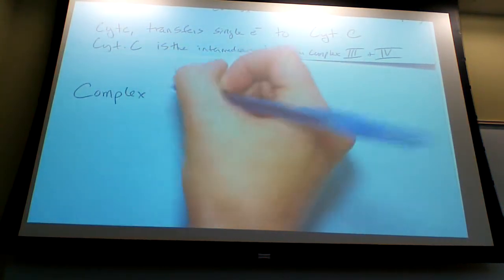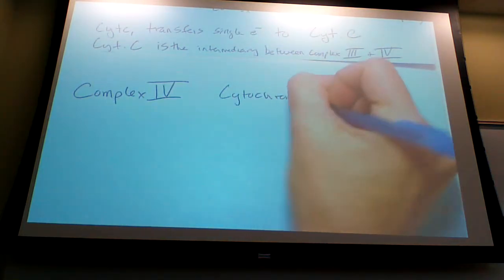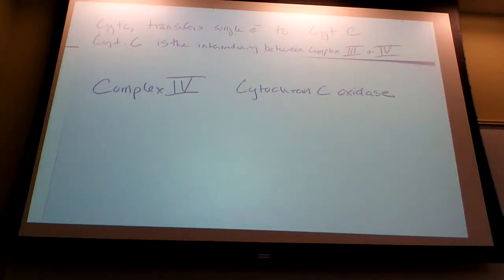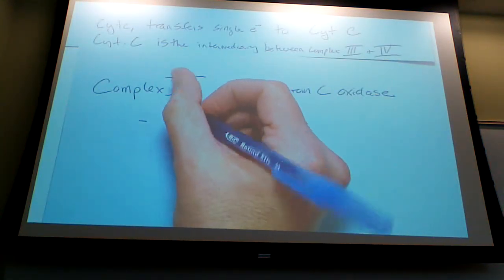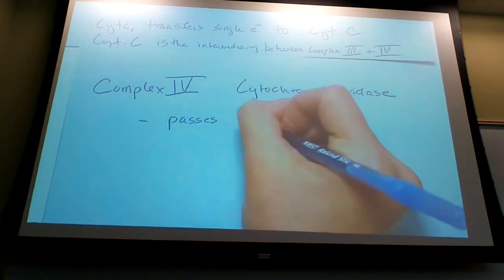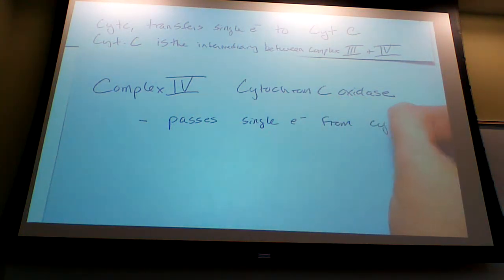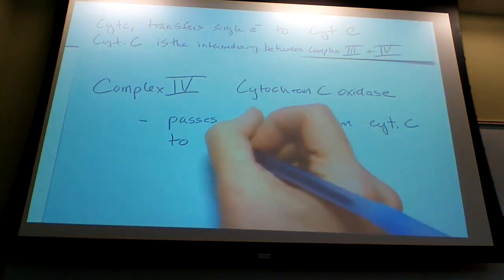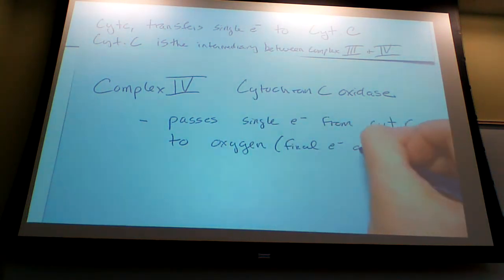Complex 4. This is cytochrome C oxidase. So this passes single electrons from cytochrome C to oxygen, which is our final electron acceptor.